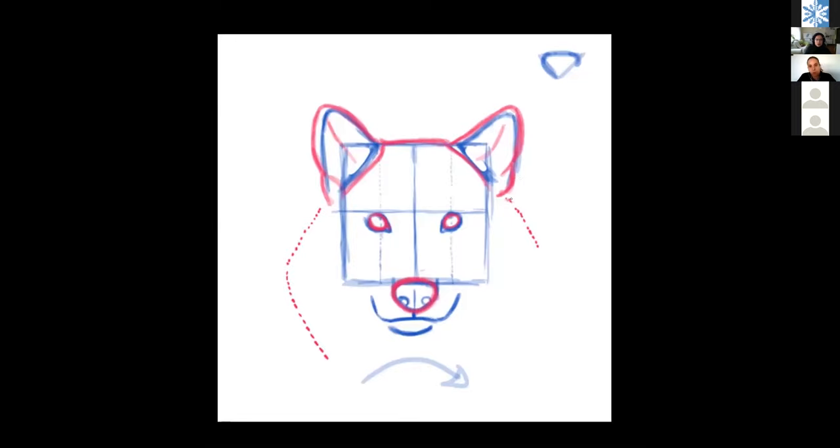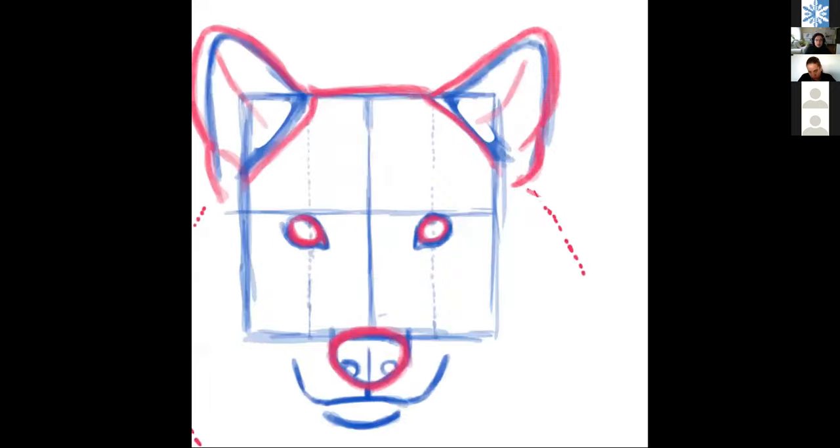I'm actually going to zoom in here. Sharpen up those pencils, and start drawing fur.